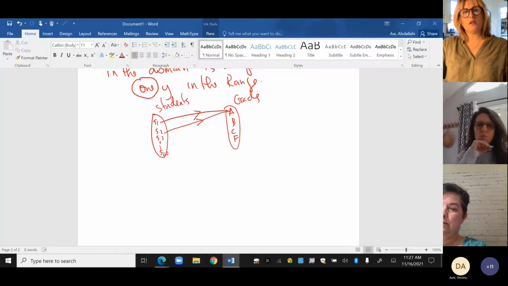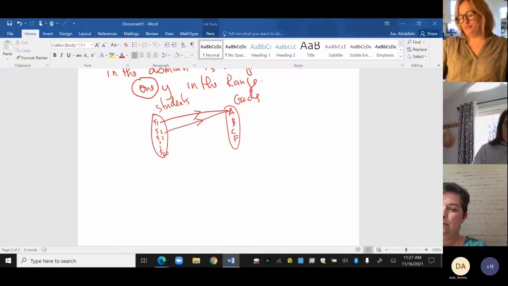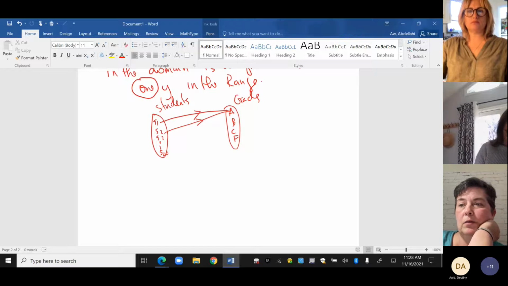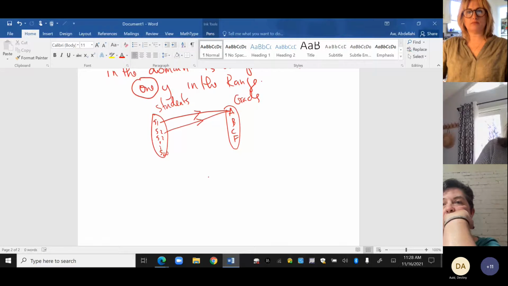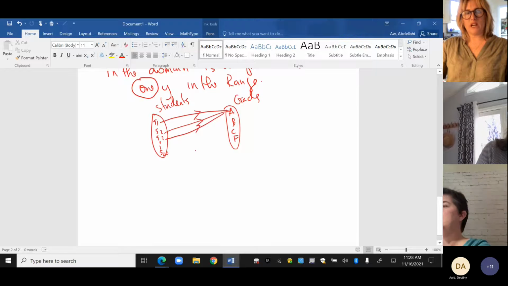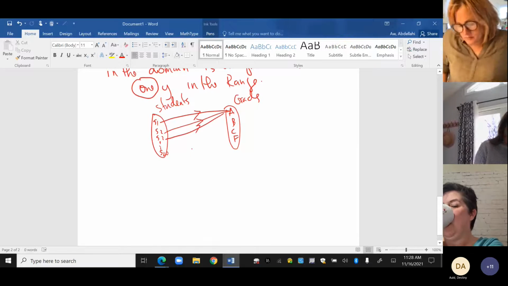You see? The grade is the range. To decide if something is a function or not, we focus more on the domain, right? Every x has how many y's? We almost don't care how many x's every y has. You see, the whole class can score A. I wish that would be the case. If the whole class has an A, it's going to be a function, okay? So that will be a function.